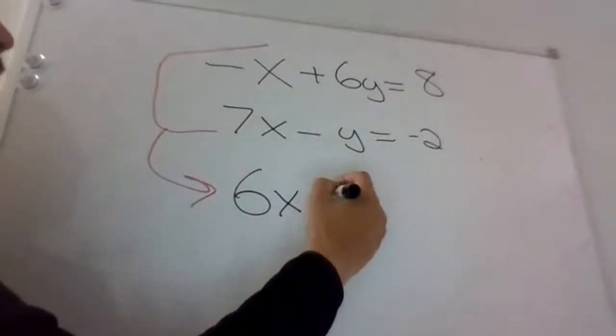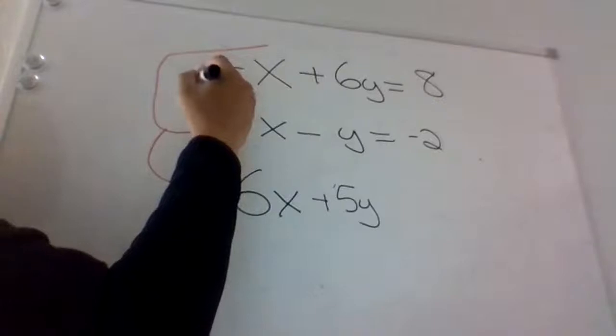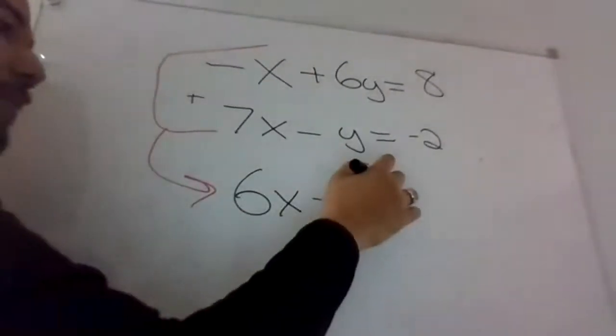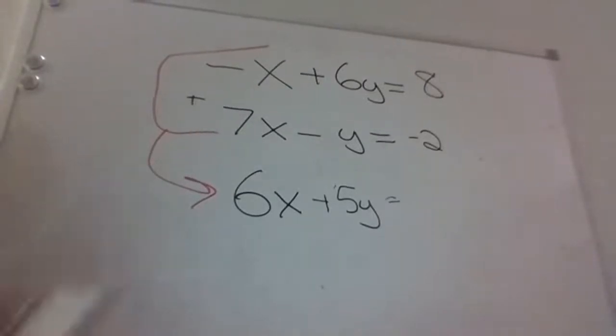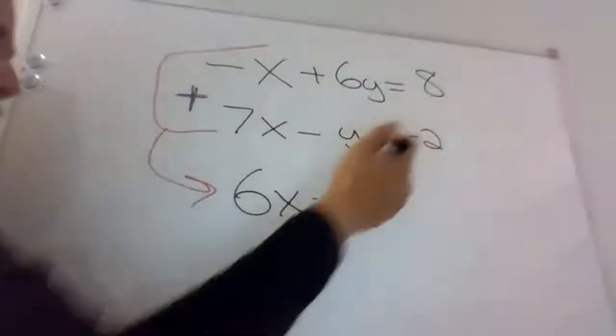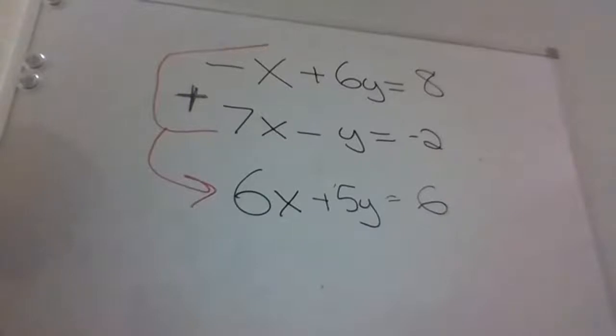Minus 1 is 5. 5y, right? So we're going to add 5y. Makes sense? We're adding all of this together. What else? 8 plus negative 2. 8 plus negative 2? Remember, we're adding all of this together. 6. Good. Does this make sense so far?